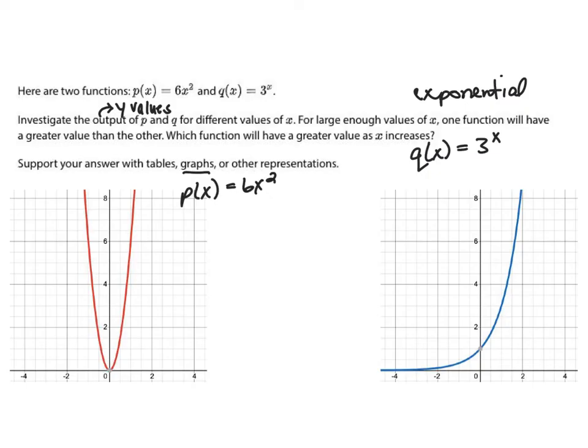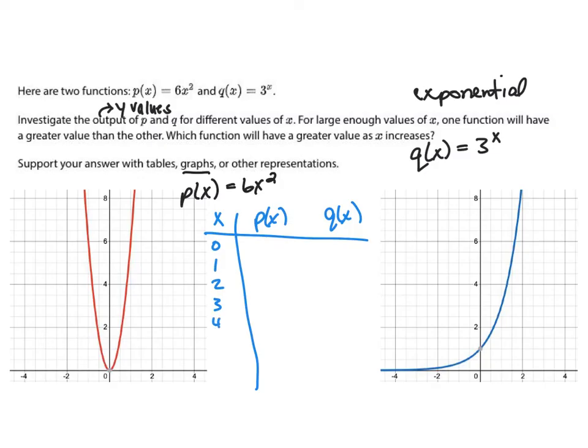Let's do a quick table. So x, p of x, and q of x. So x is my input. I'm going to do an input of 0, 1, 2, 3, 4, 5, 6, 7. P of x is going to be my output. So when I input 0, my output is going to be 0. I'm just plugging in 0 for this x right there. When I plug in 0 for q, I get 1.